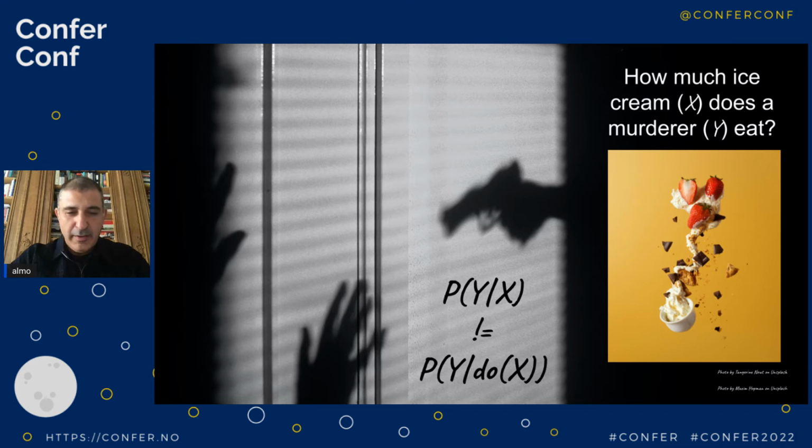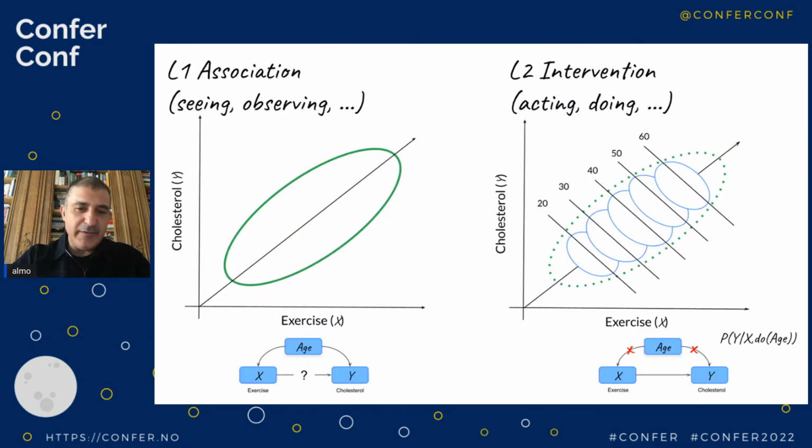So if there is no relation, why is this happening? Here you have a more technical presentation of the same situation, where I am comparing the two levels of intelligence that I presented before, association and intervention. And you can see another real example, but actually quite difficult to understand sometimes. In this particular case, you see how exercise increases cholesterol, which is again something against the understanding of most people.